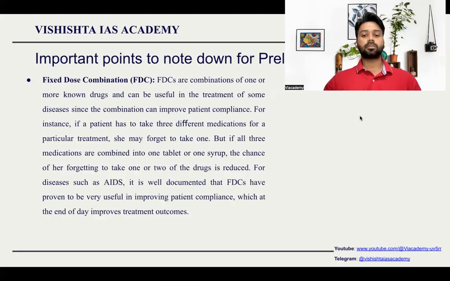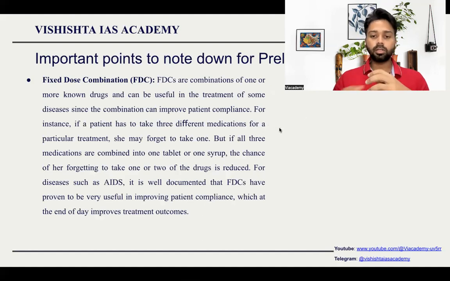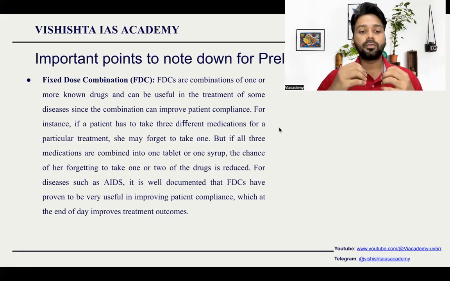One important concept from prelims examination point of view is fixed dose combination. What is this fixed dose combination? This concept you can study. Fixed dose combination means if, for example, someone is facing some disease and needs to take 3 to 4 medicines, instead of giving 3 to 4 different medicines, they will make one single dose by combining all the medicines. This is called fixed dose combination.